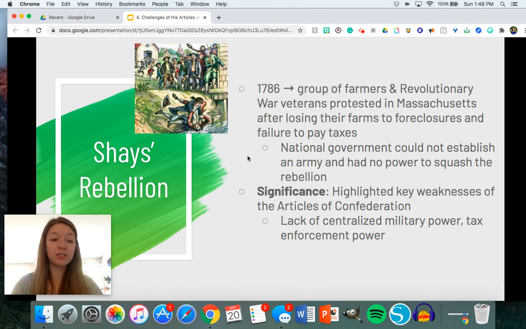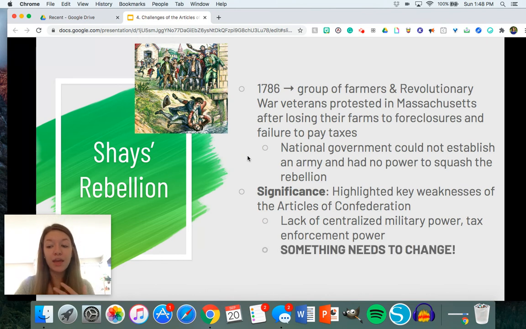A lot of people considered that if the national government had been the one taxing rather than the various states, maybe this wouldn't have happened. If the national government could establish an army quickly, maybe this would not have happened, or it would not have lasted as long. And the idea now is we realize that something needs to change. We need a stronger national government.